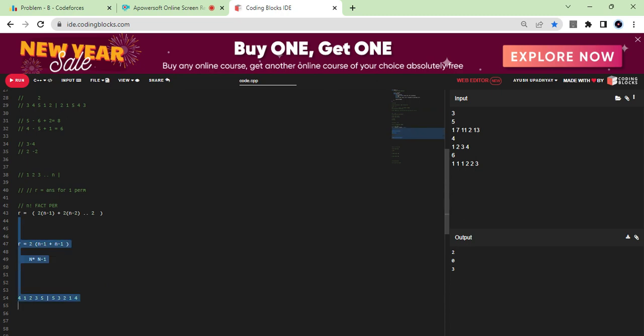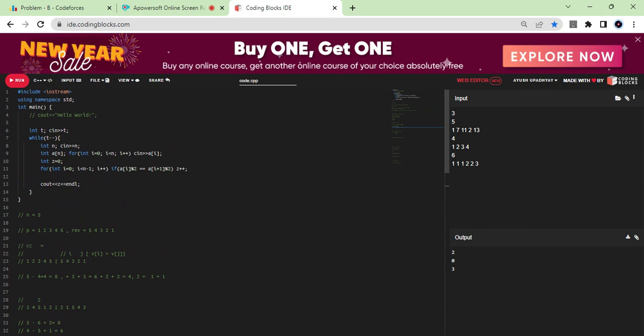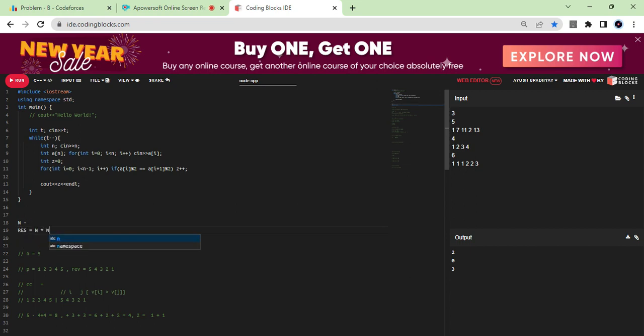So now I'm writing the answer simply. If you have been given a number n, this is a pattern observation question which you can directly find. If you have been given a number n, the answer for n would be equal to n into n minus 1 into fact of n. This was the whole answer for this problem.